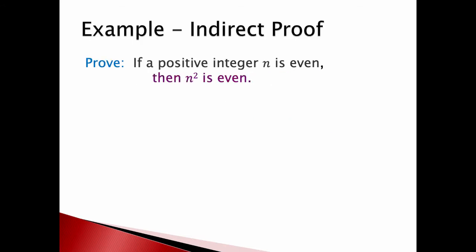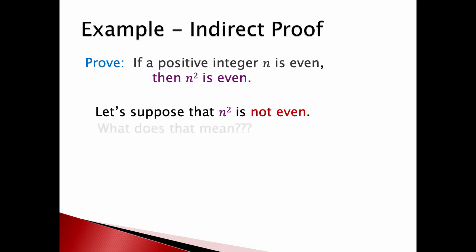So here's an example of the same theorem but with an indirect proof. If we have a positive integer n that's even, then n squared is even. So we know this is true. We just proved it with a direct proof. But an indirect proof would go something like this. Let's suppose not Q. Remember, we're going to assume not Q and have to prove not P. So it means we have to assume that n squared is not even, and we have to prove that n is not even.